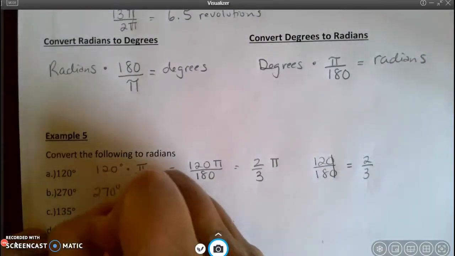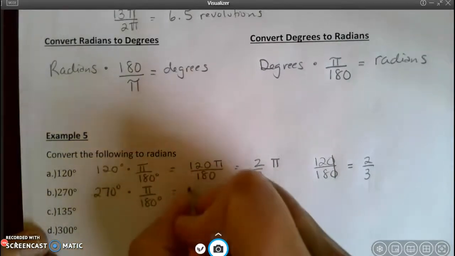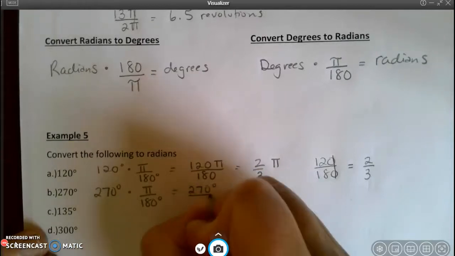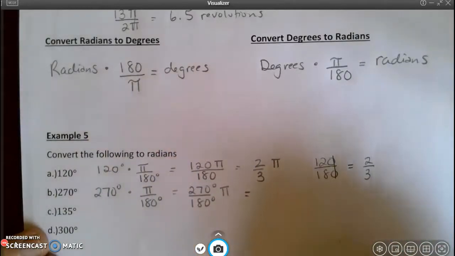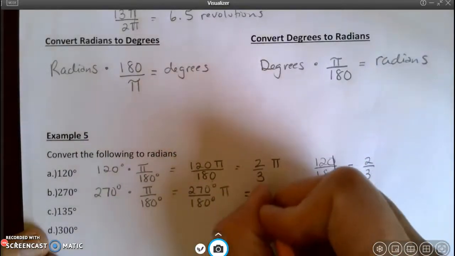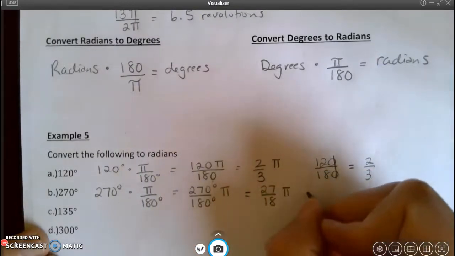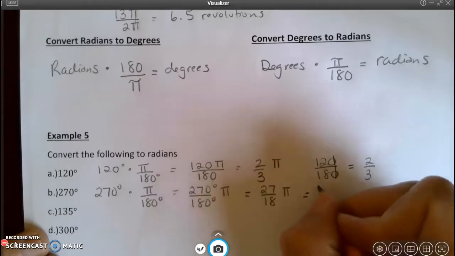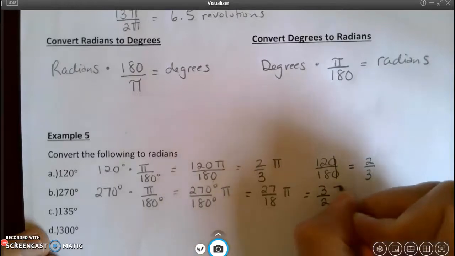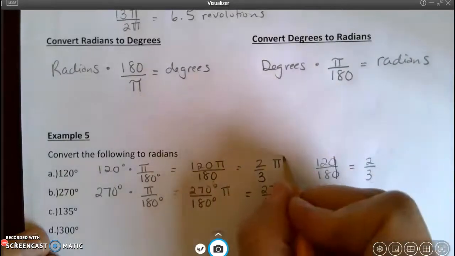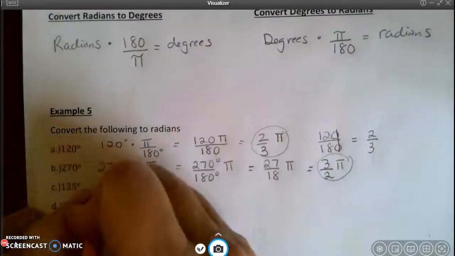270 degrees, I multiply by pi over 180, and I'm left with 270 divided by 180 pi. I'm going to do this one without a calculator. They can both be divided by 10, so I'm left with 27 over 18 pi. Then I notice they can both be divided by 9, and I get 3 on the top and 2 on the bottom. I divided both by 9, so I get 3/2 pi. Let's go to our next one.